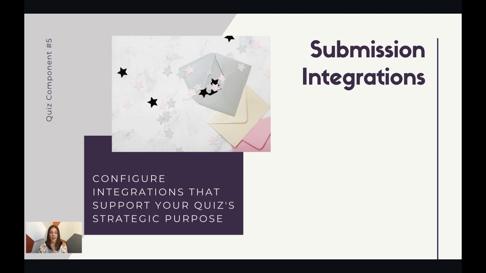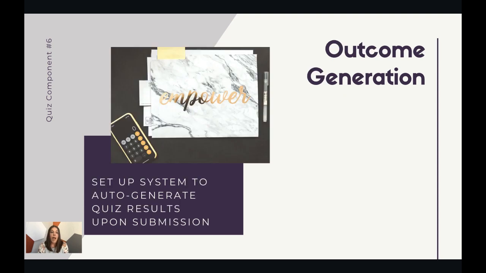I'll give you more information on that at the end. And then component number 6 is outcome generation. So this is essentially a scoring system that's going to auto-generate the quiz results for you when people submit the quiz, rather than you having to look it over and then manually send them their results.